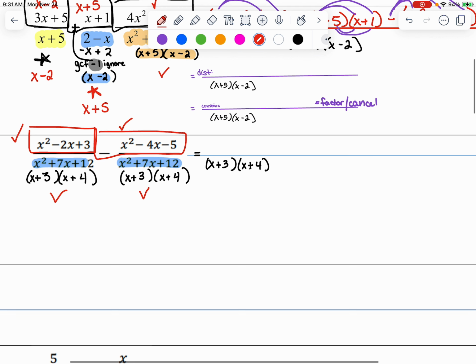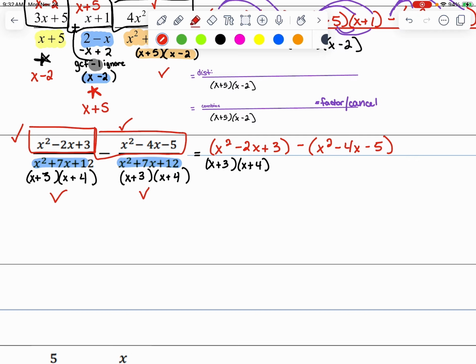And just like last time, I'm going to have you guys finish on your own after I help you bring stuff over. So I'm going to bring over x squared minus 2x plus 3. I'm going to bring over the minus sign and the x squared minus 4x minus 5. I do realize I write very quickly, so I'm going to make sure you know where I got that from. Here's the x squared minus 2x plus 3. Here's the minus sign and the x squared minus 4x minus 5.